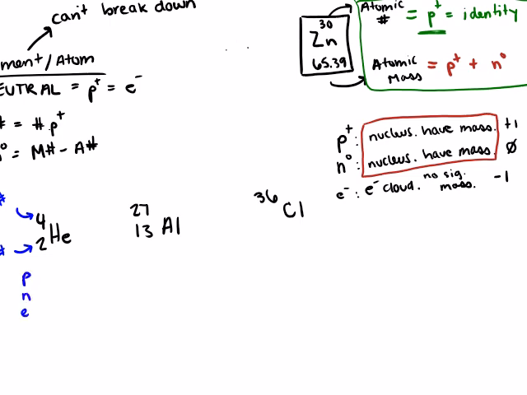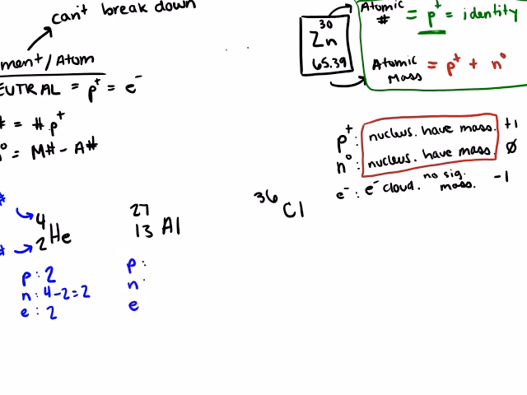Okay, so let's look at these atoms that I have here and let's find the number of protons, neutrons, and electrons. I know that helium has 2 protons because that is our atomic number. Because this is an atom and there's no charge, that also means that I have 2 electrons. Now, to find my neutrons, I'm going to take the mass number, 4 minus 2, and that will give me 2 neutrons. All right?